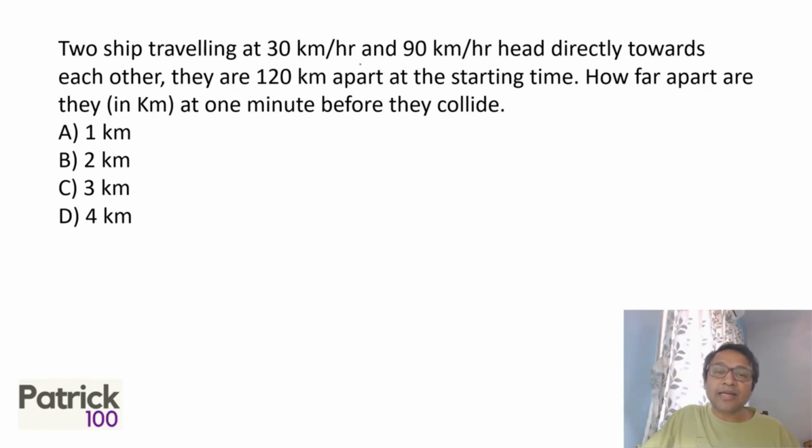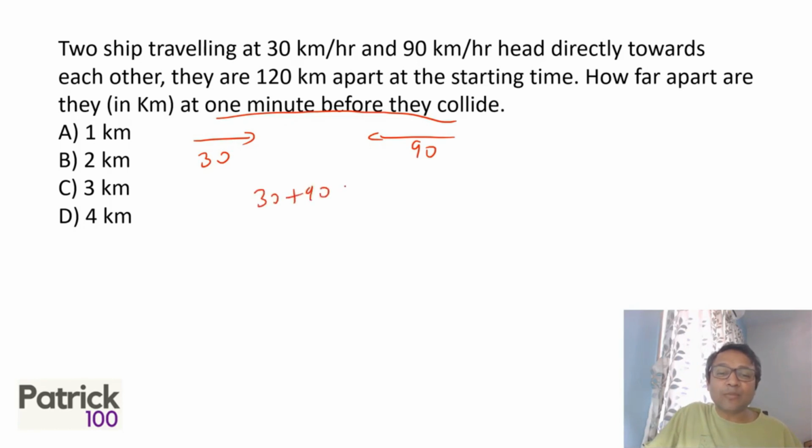Two ships are traveling at 30 and 90 kilometers per hour directly towards each other. Basically, we want to know how far apart they are 1 minute before they collide. If you look at the relative speed, one is traveling at 30 and one at 90. The relative speed is 30 plus 90, which is 120 kilometers per hour, because they travel in opposite directions.